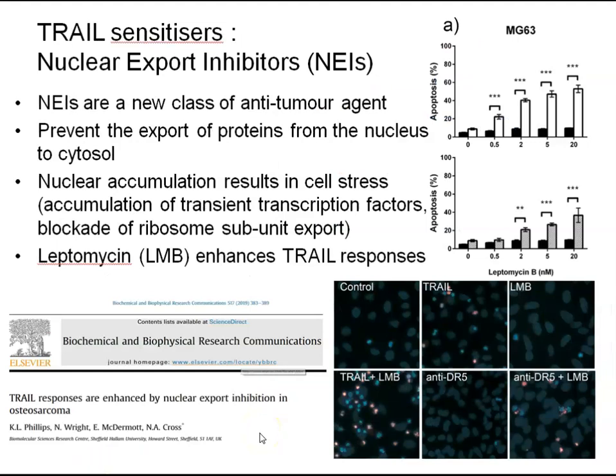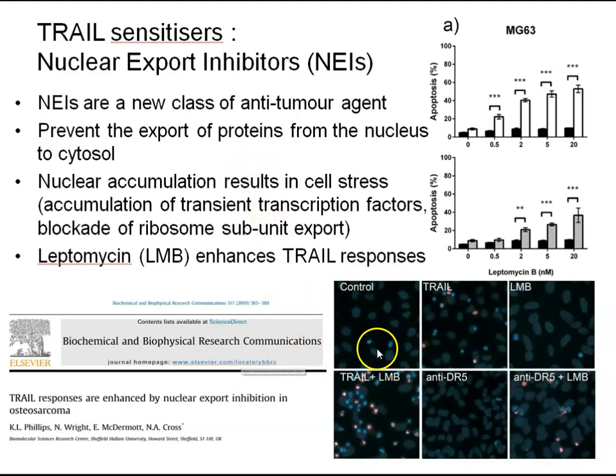Okay, and here's another recent study from my group, showing that nuclear export inhibitors, a fairly new class of anti-tumour agent, work by trapping proteins in the nucleus that would normally be exported. One of those key proteins that's likely trapped in the nucleus is p53, which gets exported when it's no longer needed. The nuclear export inhibitors may well be trapping p53 in the nucleus. That stresses the cells. We then hit the cells with TRAIL and we get more death.